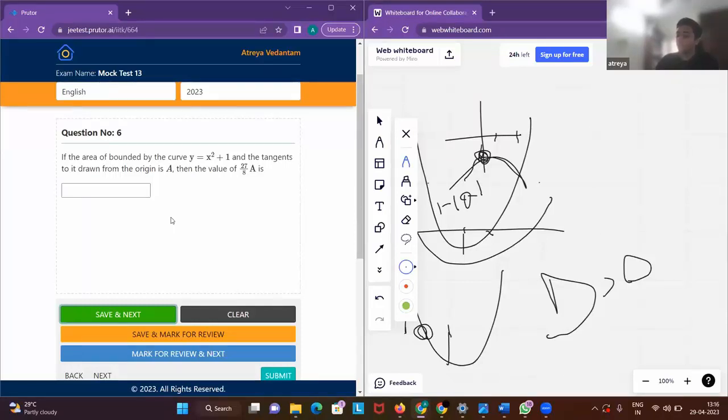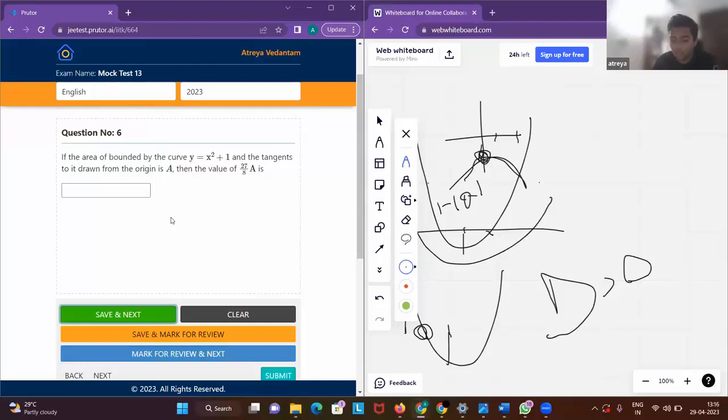So t is equal to plus or minus 1, which means that the points on the curve with which the tangents from the origin meet will be 1, 2 and minus 1, 2. So all we need to find is now the area bounded by the curve and the tangents, right? Is A. Of course, we need to find 27 by 8A. That's an important thing. So we can do this by first integrating the area from minus 1 to 1 under the curve and subtracting off the area of the triangles formed by the tangents.